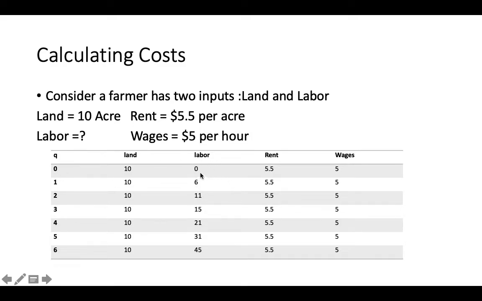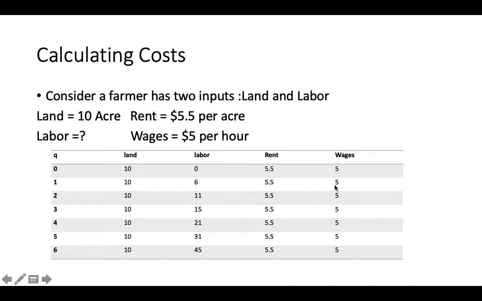So when the output is 0, labor is going to be 0. To produce first unit, it hires 6 workers. To produce second unit, it requires 11 workers. Then at the third level of output, it hires 15 workers. Afterwards, it is 21, 31, and to produce 6 units of output, it requires 45 workers. Rent is mentioned as it is given. Wages are mentioned as they are given as well. Rent is $5.5 at each output given, and wages are $5 as well, which are paid on hourly basis.